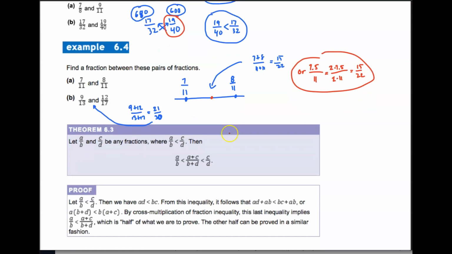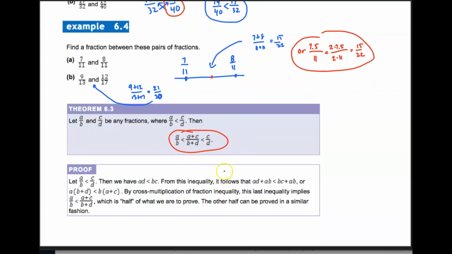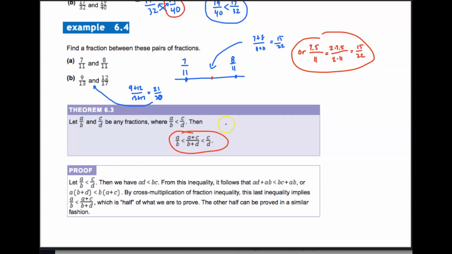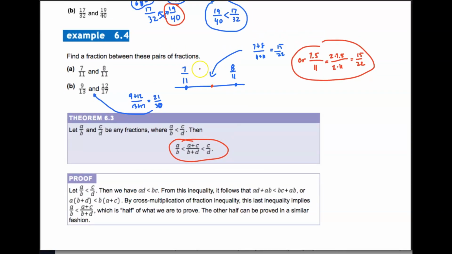Or we can use this formula right here to find a fraction between two fractions: just add the numerators and add the denominators. It's not math magic, there's an algebraic proof for that, which you can start to see here, but that's the shortcut. So you can see 7 plus 8 is 15, 11 plus 11 is 22.